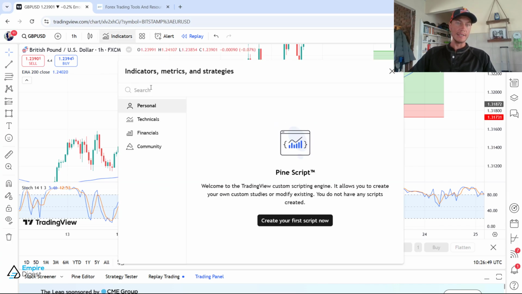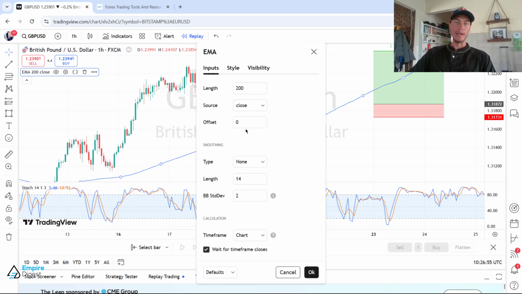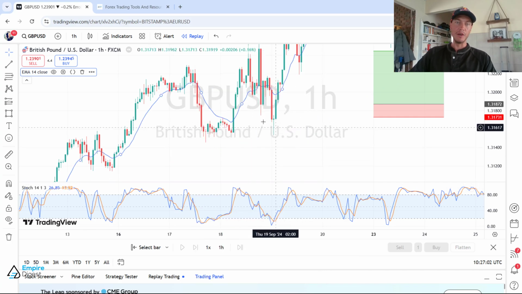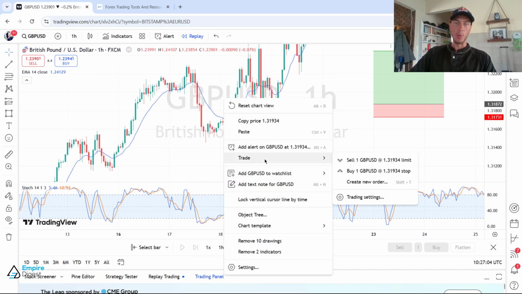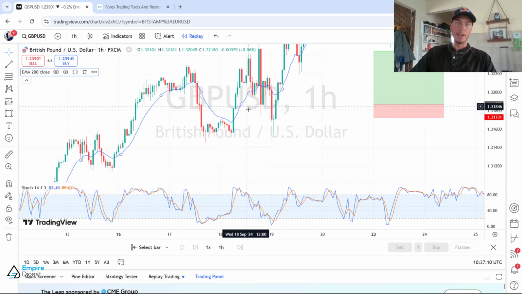Now, what you can do, indicators, you go to EMA, moving average exponential. You select that one, double click on it, and you want to set your length to 200. Now, I think standard, it comes out at 14. Then it will look something very similar to this, which I don't want. I want a previous 200 candles history. Okay, so 200, there we go.